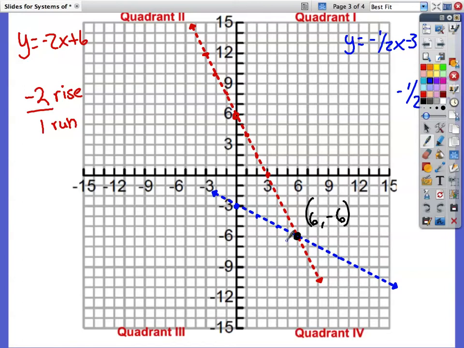Just a quick side note, if you have two parallel lines, there will be no solution because they'll never intersect. And as another side note, if one of the equations isn't linear and it's a curve, you may have multiple points of intersection and multiple solutions.